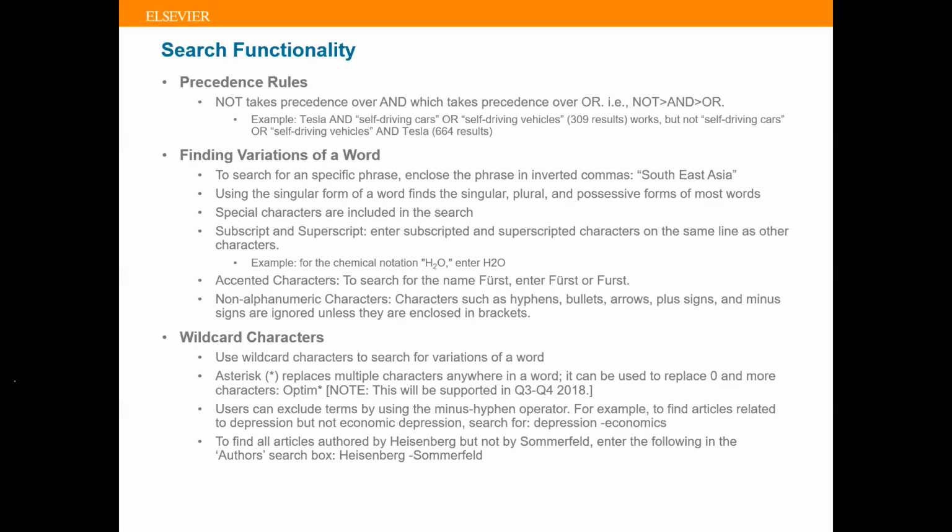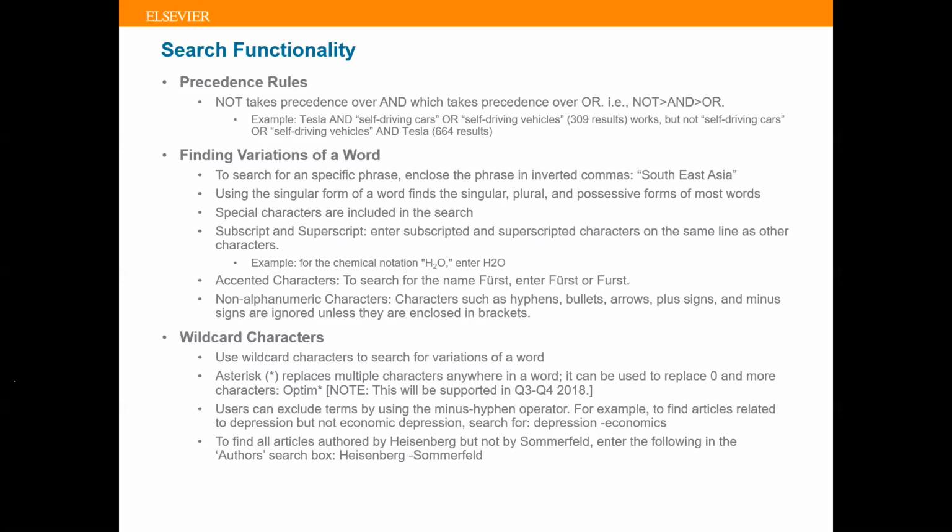Also, we will include for you wildcard characters. So you can use wildcard characters to search for variations of a word. The asterisk replaces multiple characters anywhere in the word. It can be used to replace 0 or more characters. For instance, we're looking at, say, optim*, and this finds, say, optimistic, optimizing, for instance.